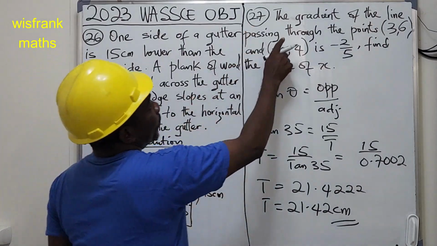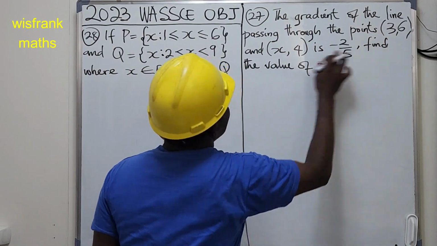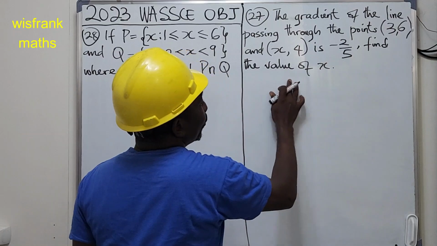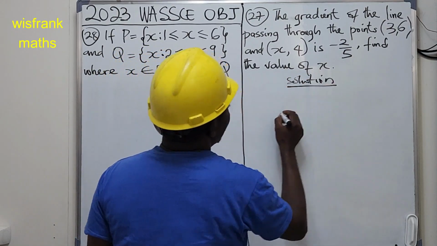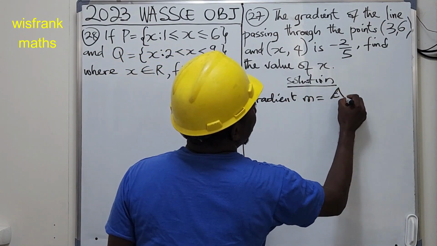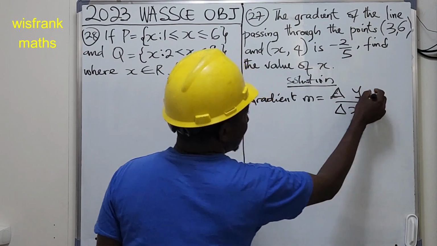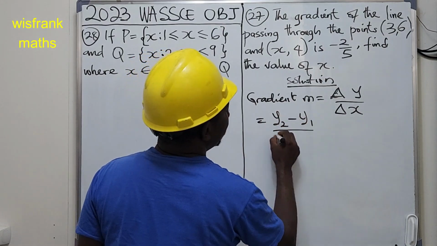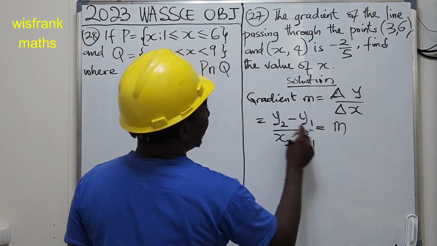Question 27. The gradient of the line passing through the points (3, 6) and (x, 4) is minus 2 over 5. Find the value of x. We have the solution. The gradient, which is m, equals change in y over change in x, which equals y2 minus y1 over x2 minus x1, which equals the gradient.